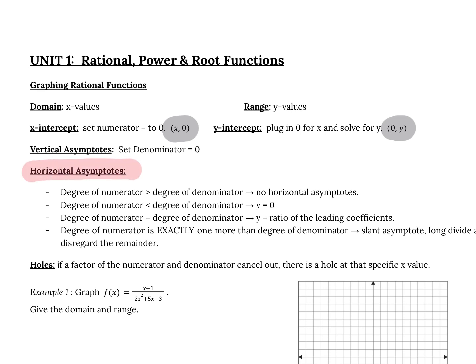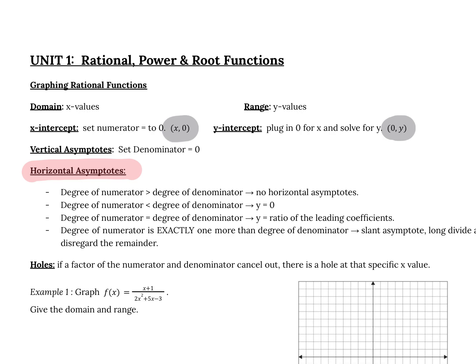This is probably something important to put on your note card that you get to use on your final, about degrees of the numerators versus denominators and what that tells us about the horizontal asymptotes, okay? So if the degree is larger on top than on bottom, there are no horizontal asymptotes. If it's less on top than on bottom, then it's y equals 0, so that's the x-axis. If it is equal to each other, that's the ratio of the leading coefficients.